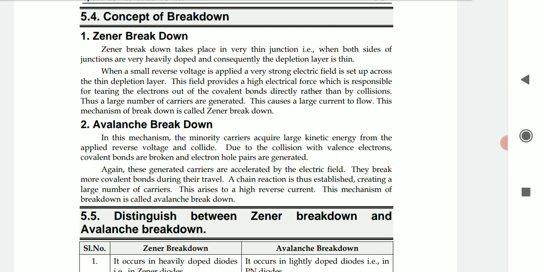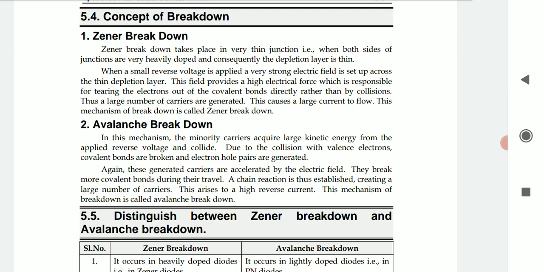Okay, a small amount of reverse voltage is applied, and a strong electric field is set up across the thin layer because it is heavily doped. This field provides a high electrical force which is responsible for tearing the electrons out of the covalent bonds directly rather than by collisions. Thus a large number of carriers are generated. This causes a large current to flow. This mechanism of breakdown is called Zener breakdown.